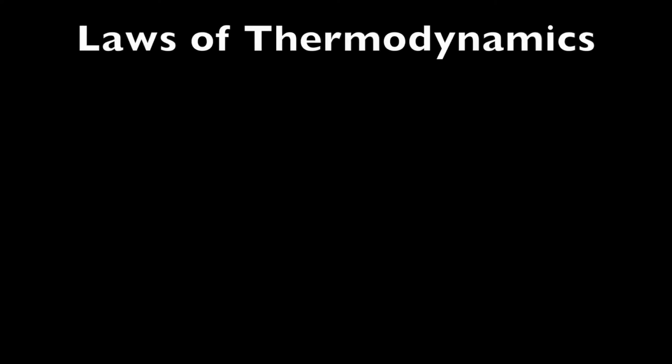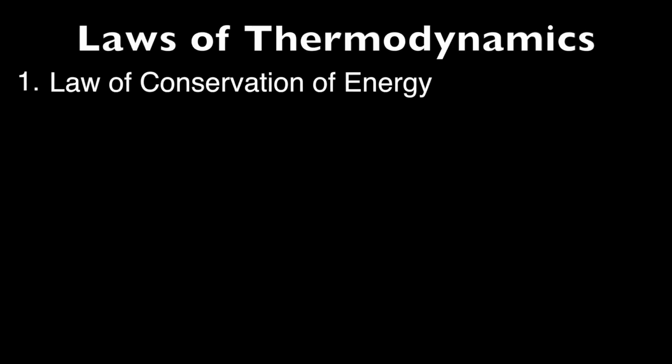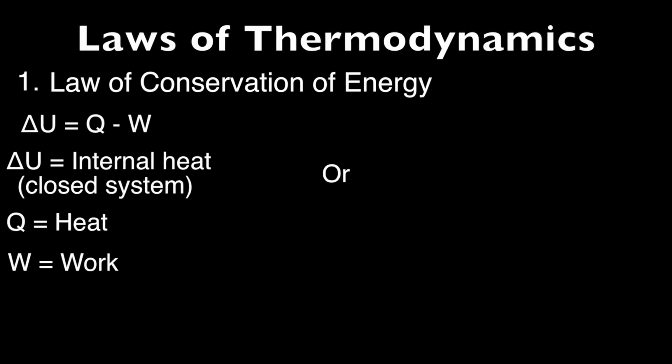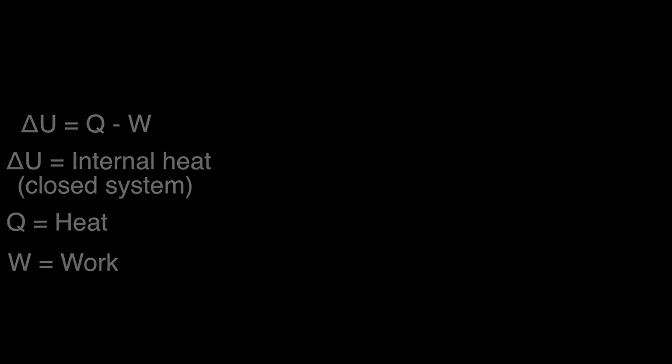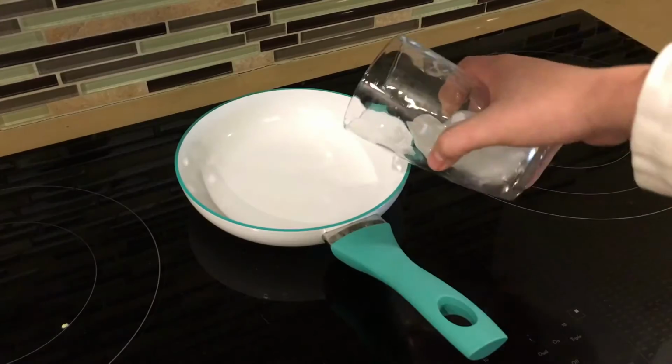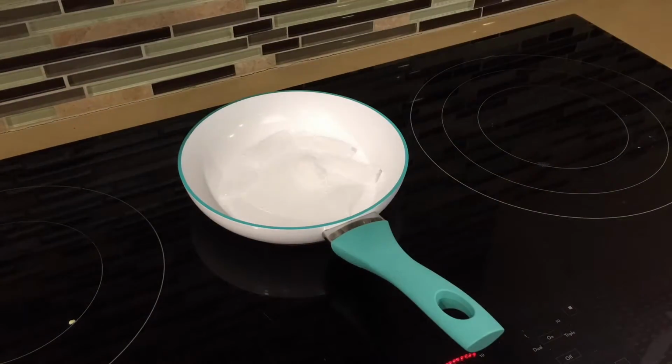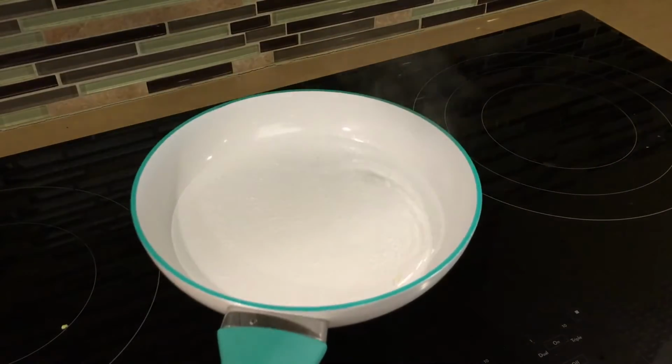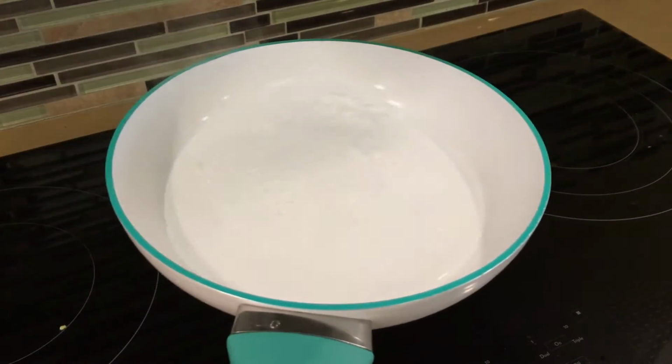There are 4 laws of thermodynamics. The first law is the law of conservation of energy. Energy cannot be created nor destroyed, but it can change form. A quick example of this is ice melting, as it possesses the same amount of energy in its solid state and in its liquid state, but it simply changes form.